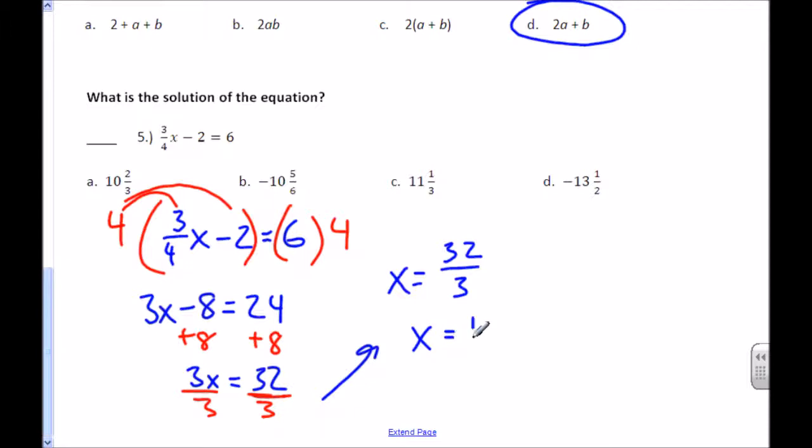3 goes into 32 10 times with 2 left over. So it's 10 2/3, which is letter A.